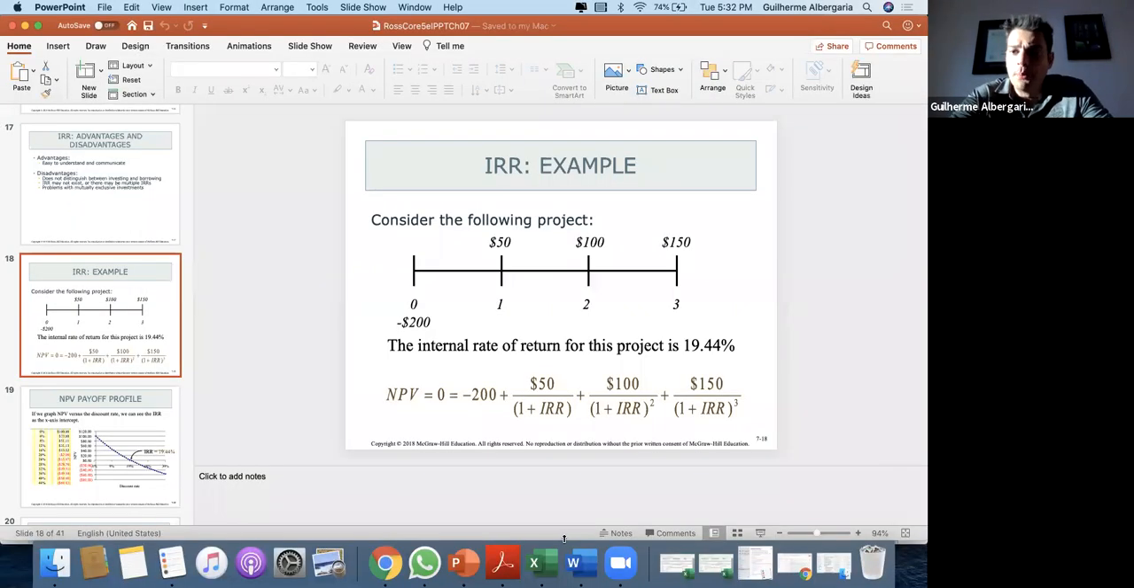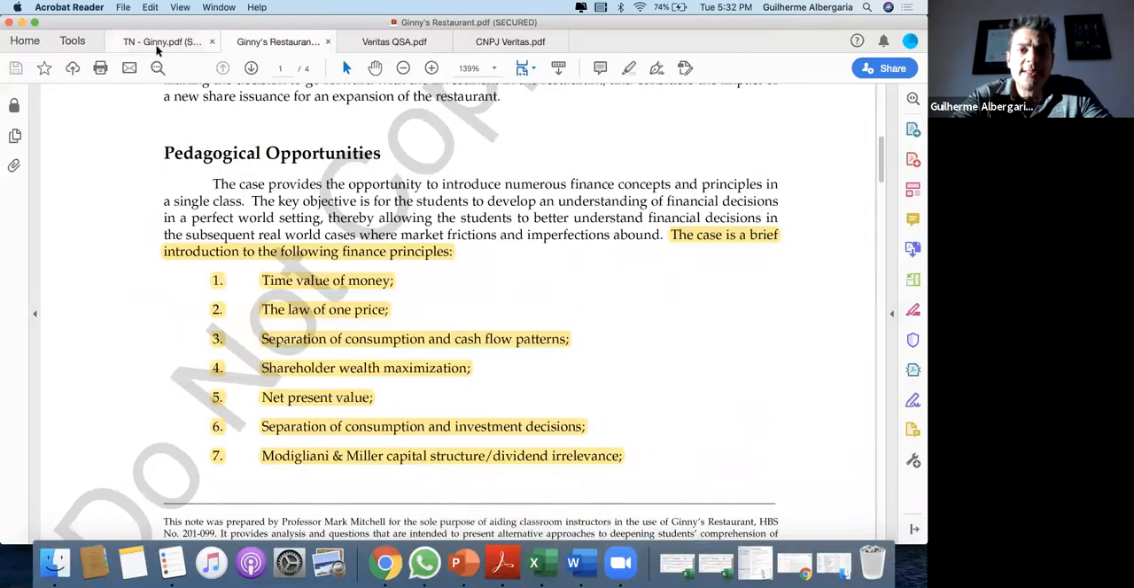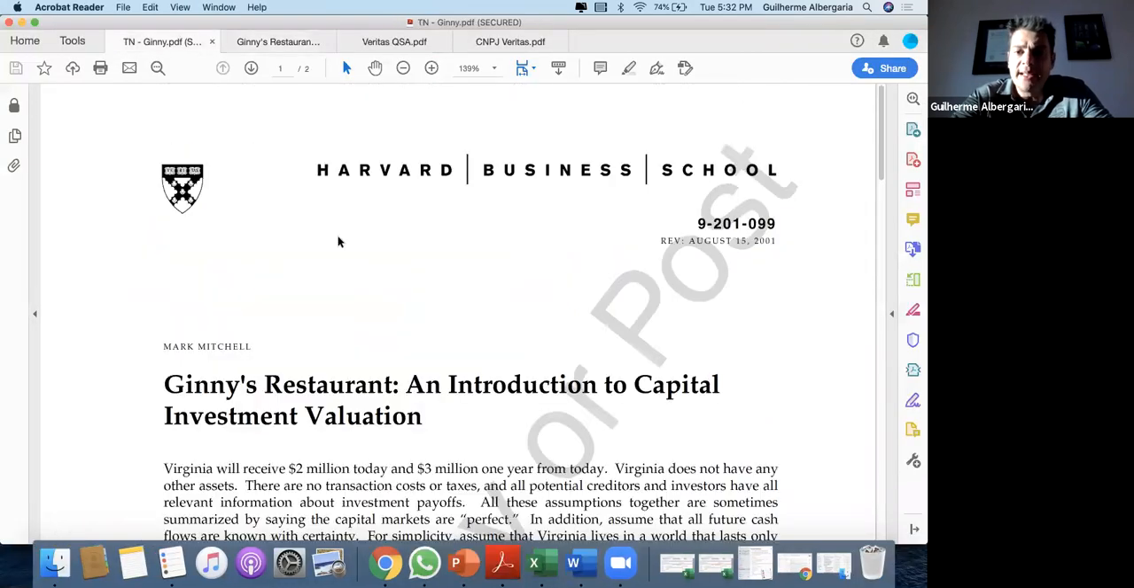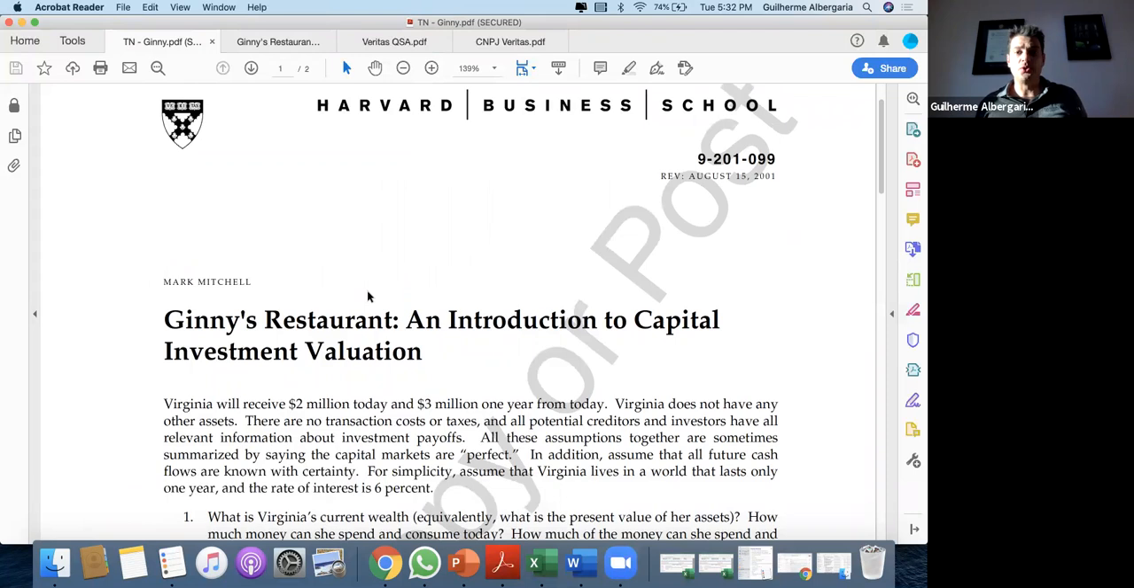Make sure you take a look at your book. Send me an email with any questions. Remember, we have an amazing Harvard business case where you are actually going to make a decision about a restaurant, should you do a restaurant or not, and it's going to be all about using NPV. And that's going to be due next week, next Sunday. Please submit your work timely.